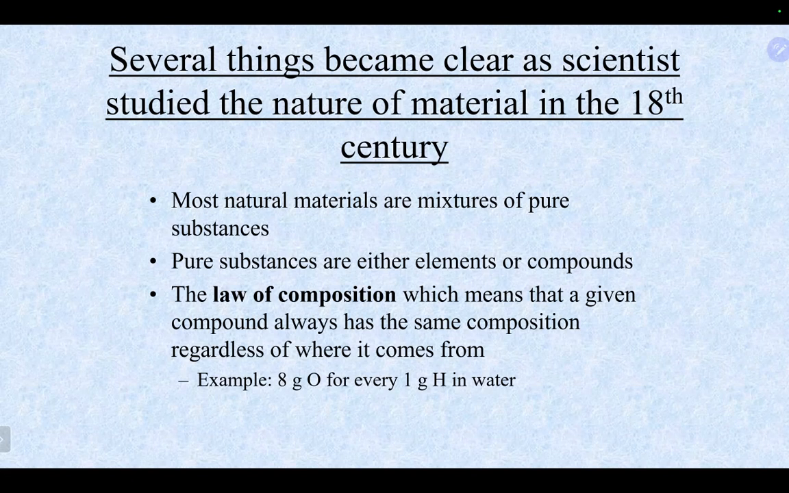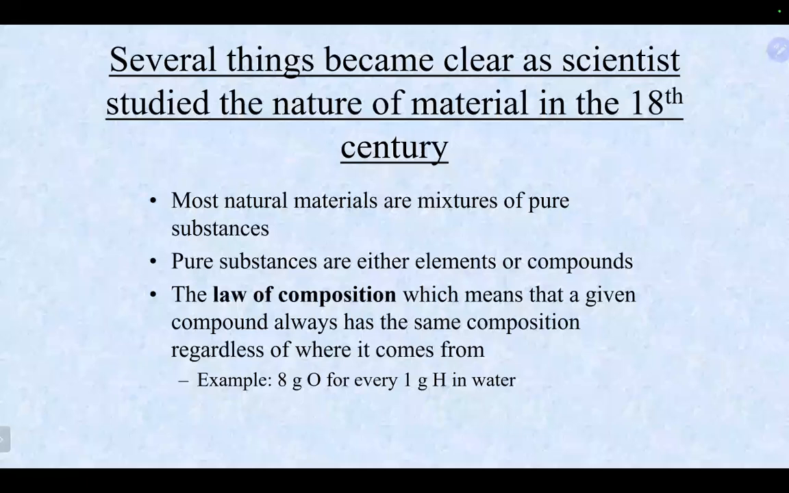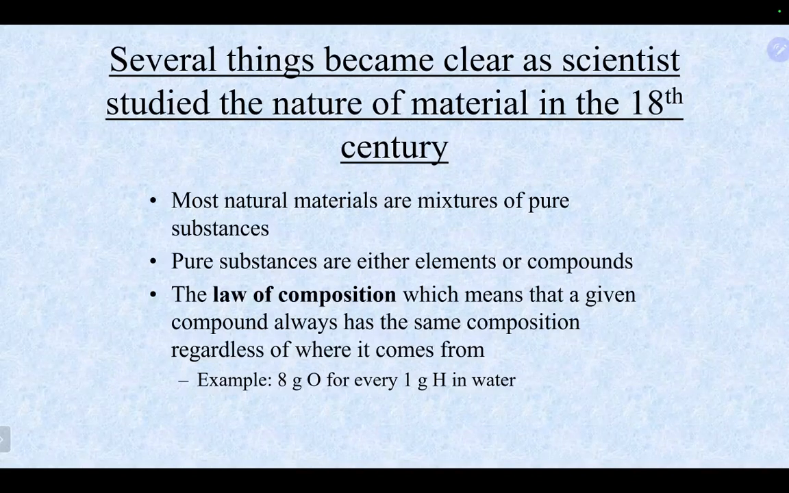The law of composition means that a compound is always composed of the same composition of each element by mass. So when you have H2O, which is water, oxygen has a mass of 16 grams and hydrogen has a mass of 1 gram. So for every 1 gram of hydrogen, you get 8 grams of oxygen every time you have water, right? 2 hydrogens would give you double the amount of oxygen, which would give you 16 grams of oxygen in that case.